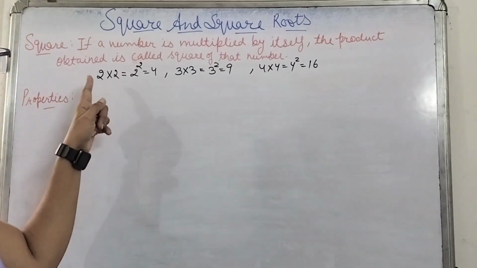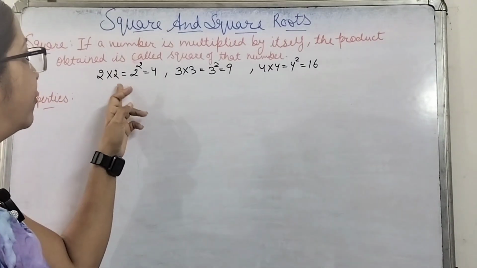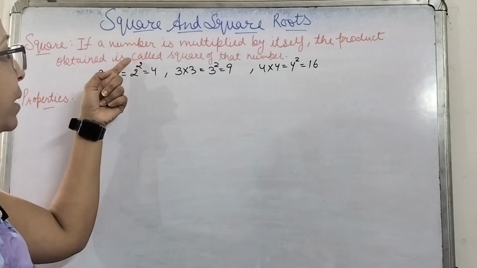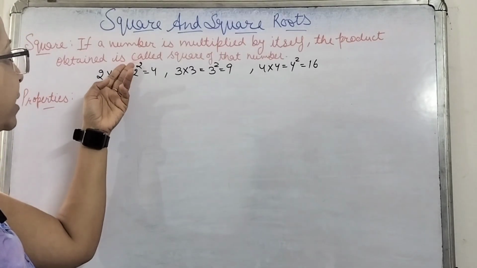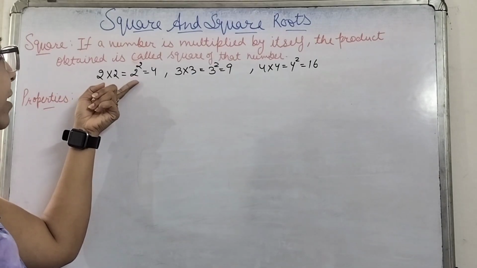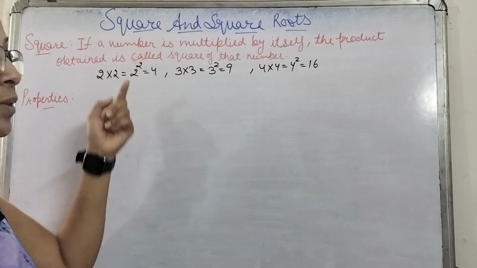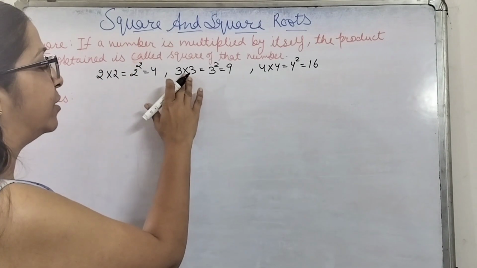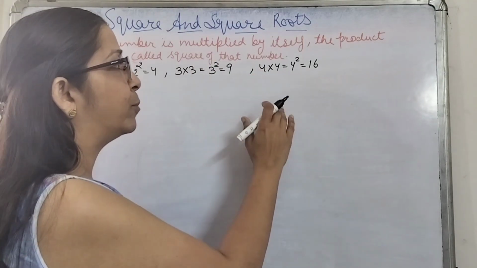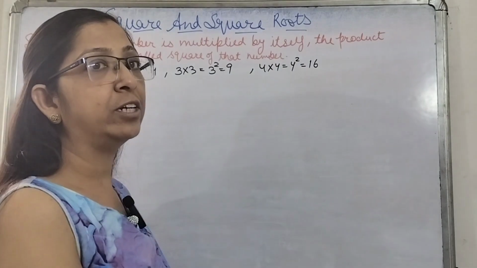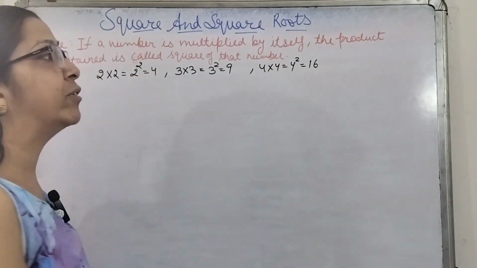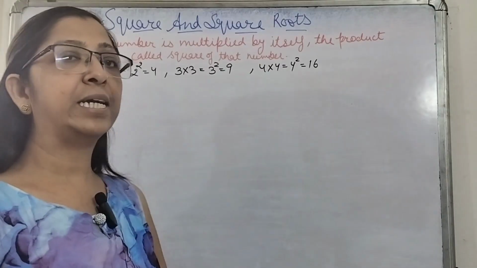So whenever we multiply a number by itself, we get the square of that number, and it is represented by power 2. If we have multiplied 2 by 2, we can write it as 2 raised to the power 2. If we have multiplied 3 by 3, we can write it as 3 raised to the power 2. Similarly, 4 by 4 can be written as 4 raised to the power 2. So we get the square of a number when we multiply the number by itself.